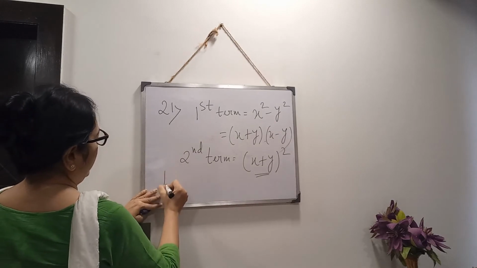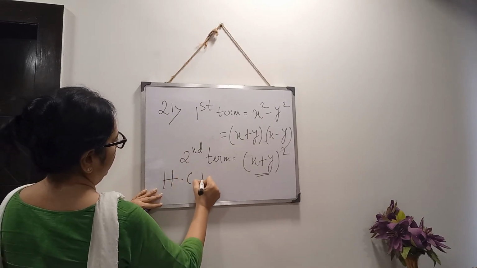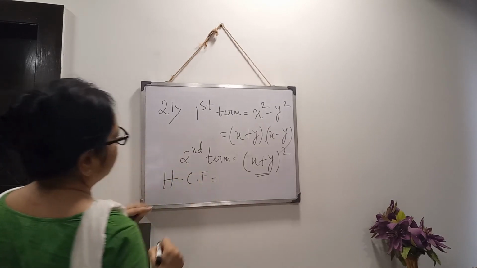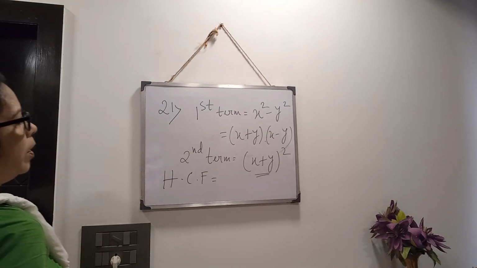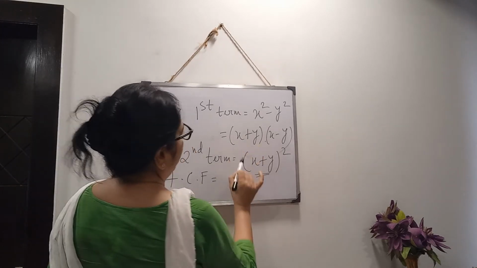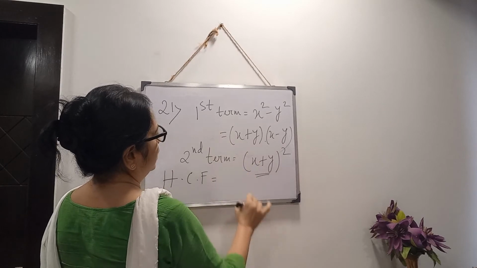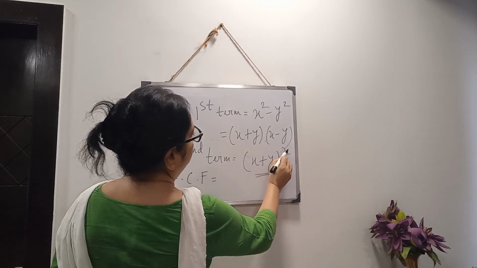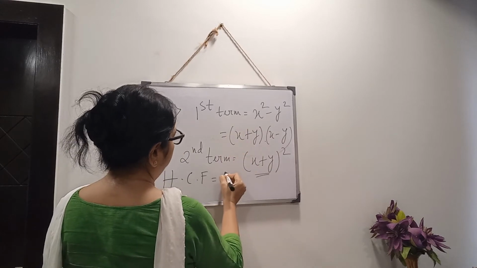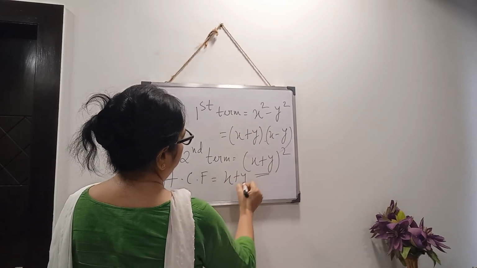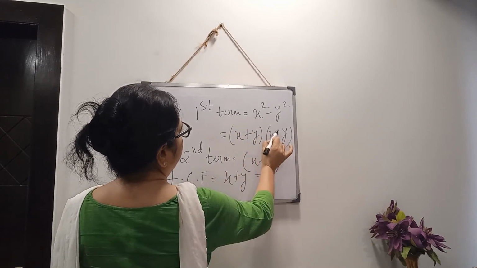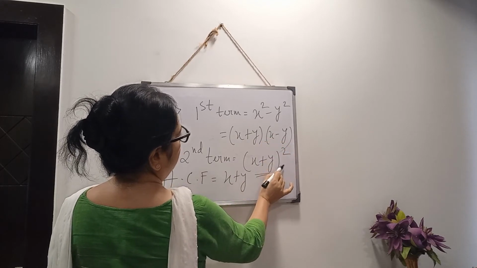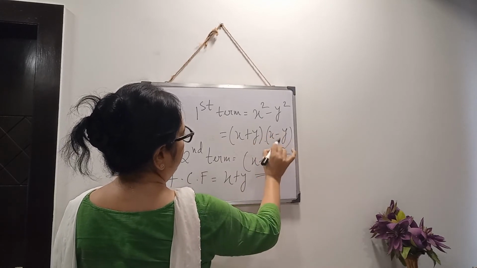Now first I am calculating HCF. HCF means highest common factor. So you have to see which factors are common in all the terms. There is x plus y, there is x plus y whole square. So the lowest one I have to take, lowest power, x plus y. X minus y is there, but it is not there in the other, so we will not include it.